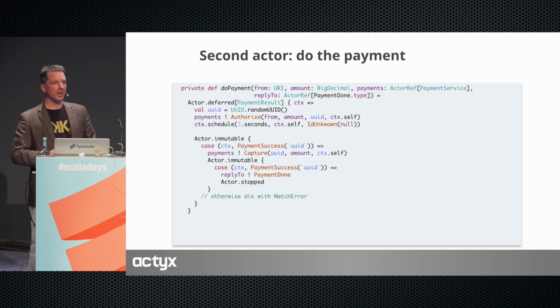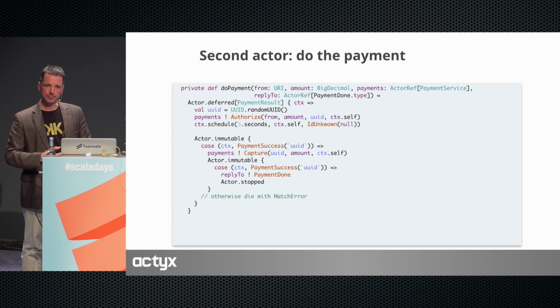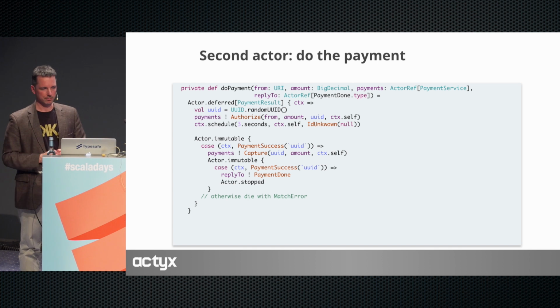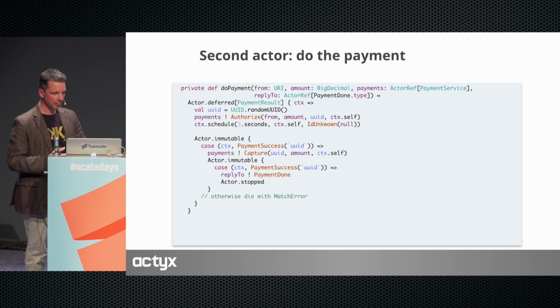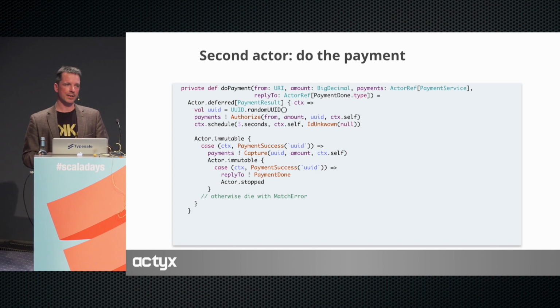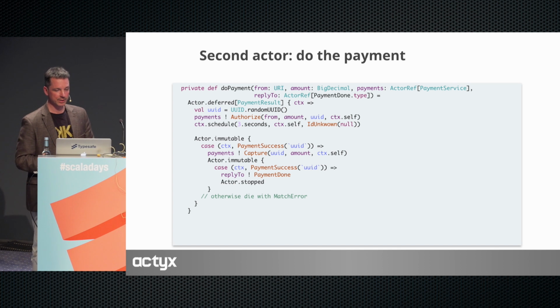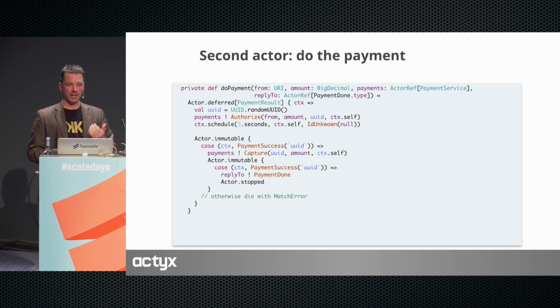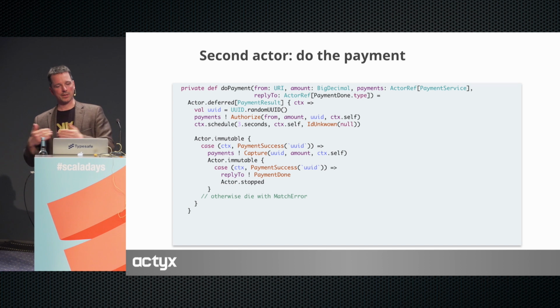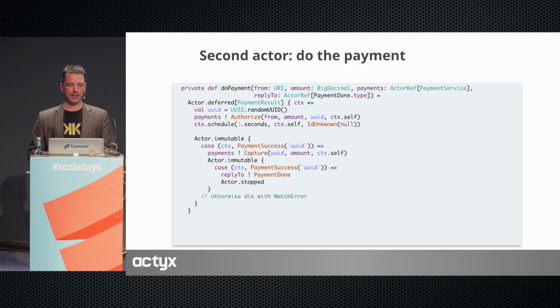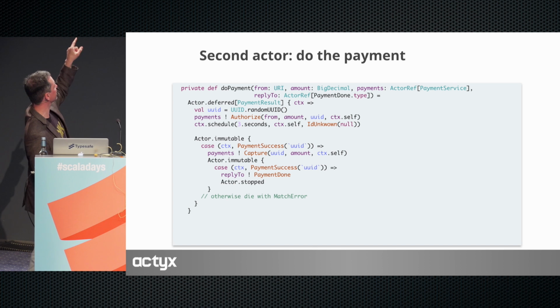Then the do payment is basically the same structure, only it needs to do 2 steps. Yeah? We again use actor deferred to first do something, which is the authorize command to the payment gateway. We also schedule the overall timeout. And then we return a behavior that waits for a payment success. That's for the first step. Then we send the capture to the payment gateway. Again, return the next behavior. That's the inner actor immutable.